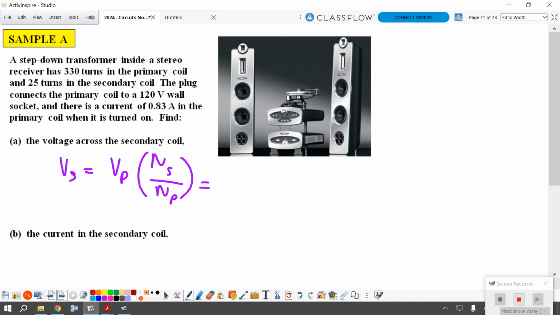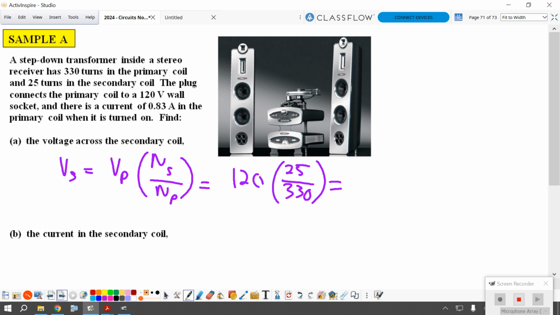Ladies and gentlemen, I think you're going to find this is not exactly rocket science in terms of the calculations. So let's go ahead, do our substitution, and figure out what we have. Our primary voltage that we were given here is 120 volts, all times the number of coils in the secondary coil, which is going to be 25, over primary, which is going to be 330. And as you can see, we're multiplying it by a ratio that is going to greatly reduce this.